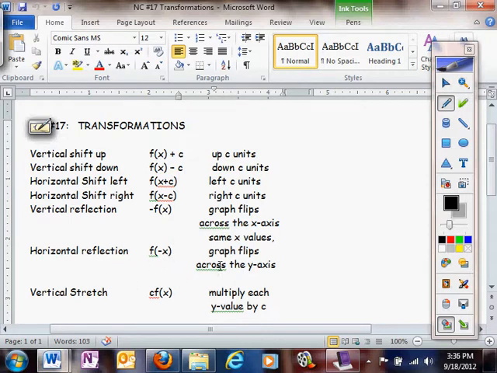A vertical stretch, or first a horizontal reflection. If you have f of negative x, that means that the x value inside of the function is being multiplied by a -1. That means that the graph is going to flip across the y-axis. Okay? And in that case, when it flips across the y-axis, the y values stay the same, but the x values will become their opposites.